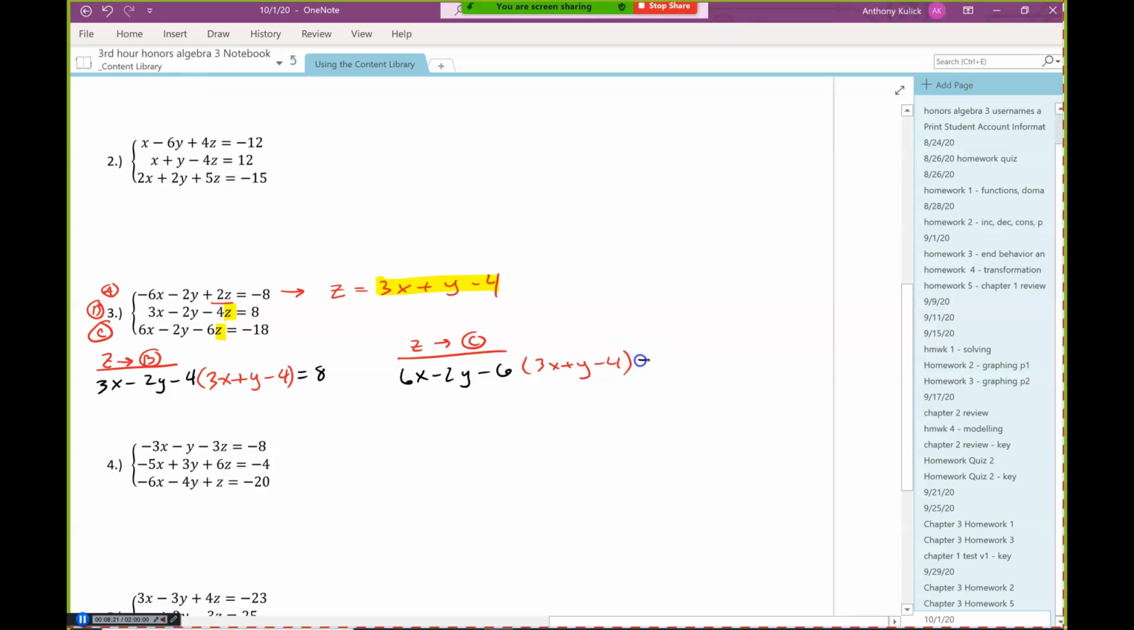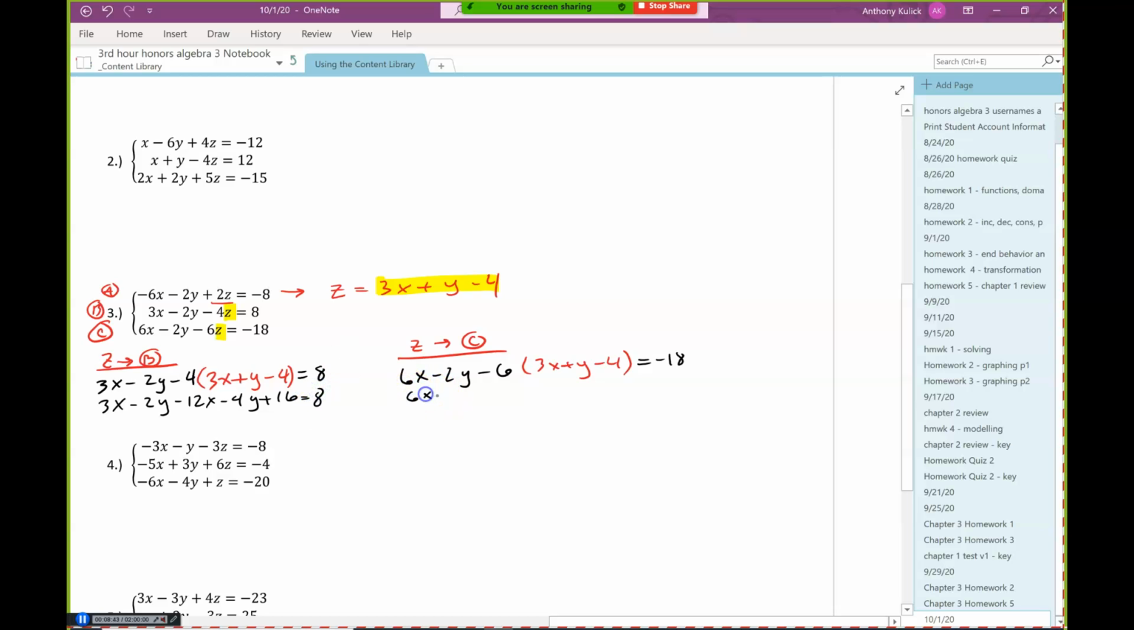And that's going to equal negative 18. So far, so good, Mia? Okay, so now I'll distribute that negative 4. So I have 3x minus 2y, and I have negative 12x minus 4y plus 16 equals 8.